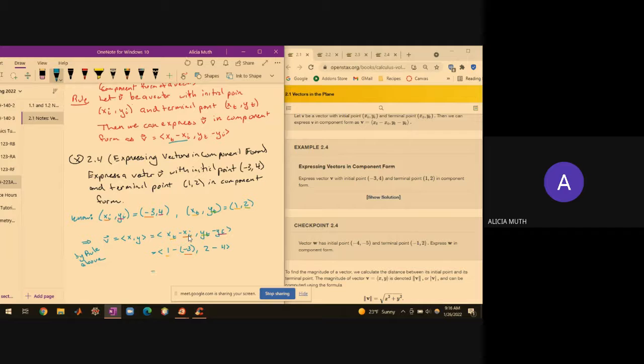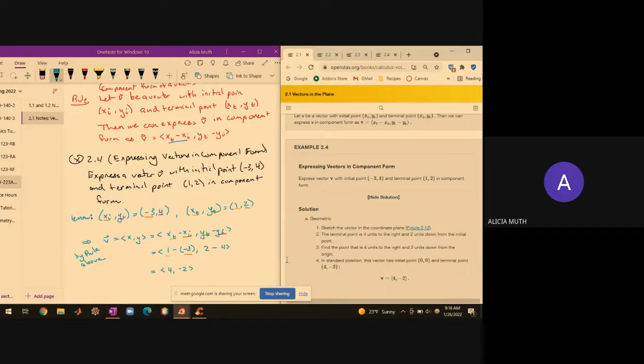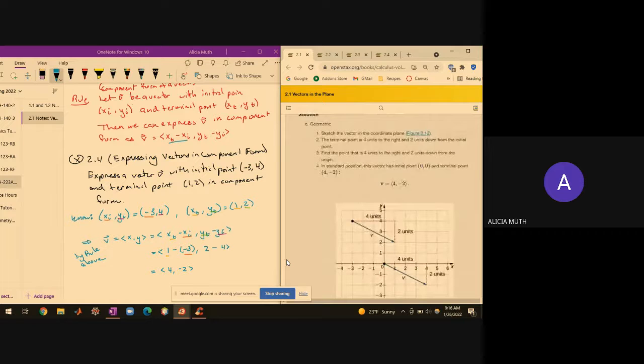All right, and then we just simplify. So 1 minus -3 keeps change. We're going to get 4. 2 minus 4, -2. And there we have it. So let's check our solution here. All right, we did it. So you could have drawn it as well, but we got the right answer using that component rule.